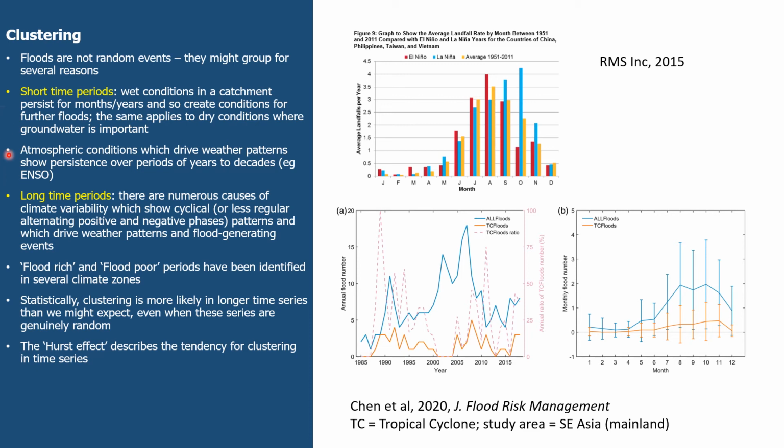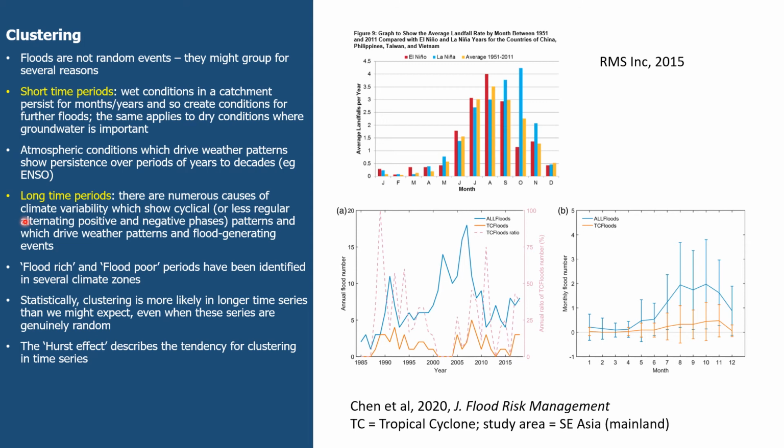Atmospheric conditions also tend to be persistent. We know about the El Nino Southern Oscillation, for example. That leads to persistent patterns in the weather, which mean that you get sequences of flood-generating events. And then you get periods with sequences of events that do not generate significant rainfall and flooding.